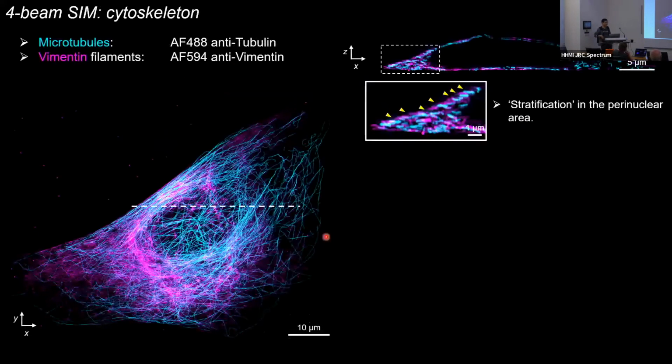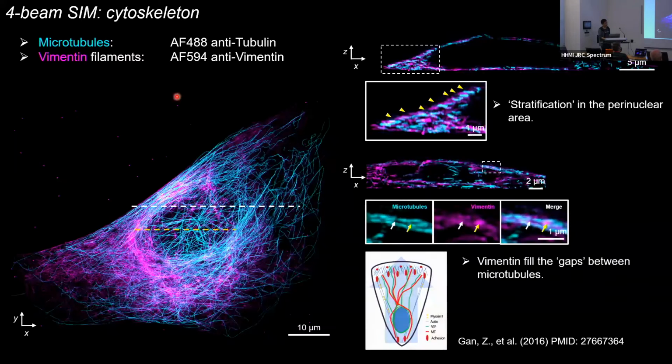Okay, then we also imaged the cytoskeleton structure composed of microtubules and the vimentin filaments. Instead of colocalization, we observed an apparent so-called stratification phenomenon, which means that the microtubules and vimentin are not overlapped with each other, but one layer by the other layer along the z direction.